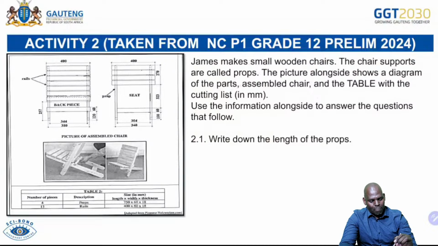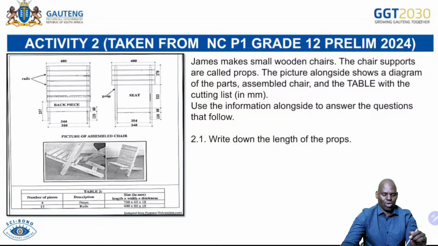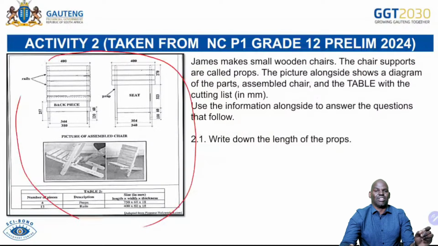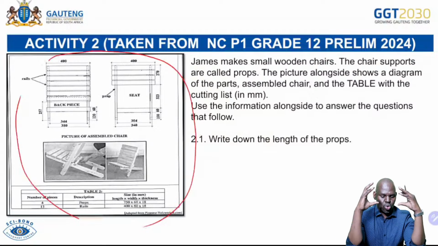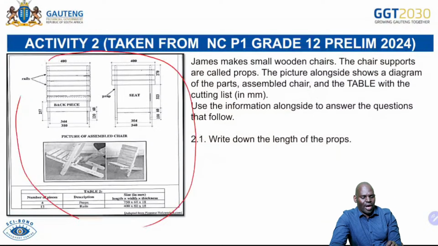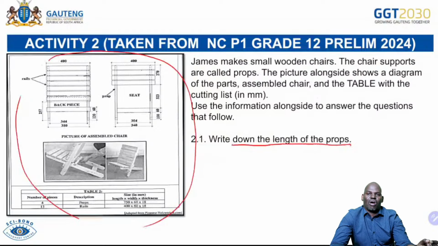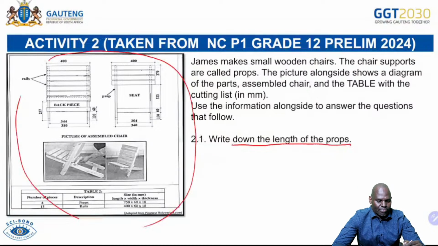Here they say use the information alongside to answer the questions that follow. So you've got all the information. That is why it's very important that you look at the whole picture and the information that is given so that you can answer the questions. Number 2.1 is: write down the length of the props. Now we have to check on the picture, where are we going to find the length of the props?